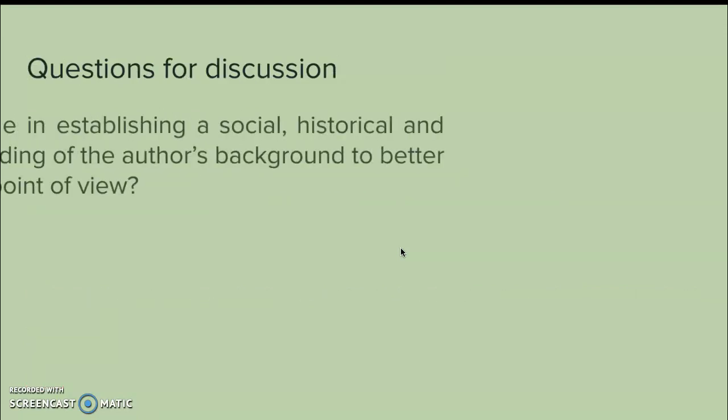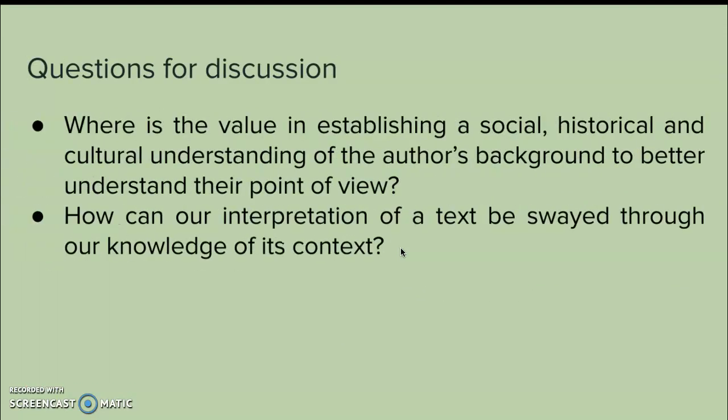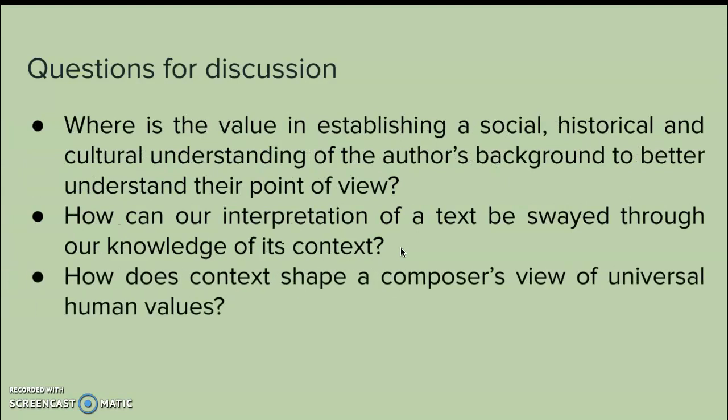So these are our questions for discussion, and you are answering these in your book. So where is the value in establishing a social, historical and cultural understanding of an author's background to better understand their point of view? Is it important at all to know? How can our interpretation of a text be swayed because we know of its context? And then finally, how does context shape a composer's view of universal human values? And like I said in that first couple of slides, that's things like freedom, equality, justice, and peace.